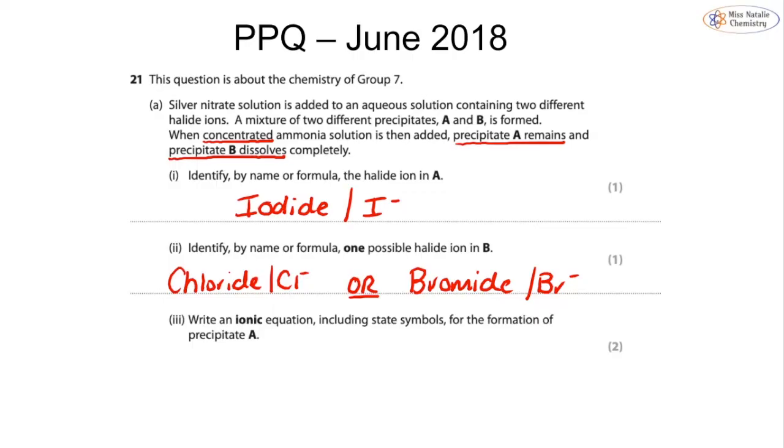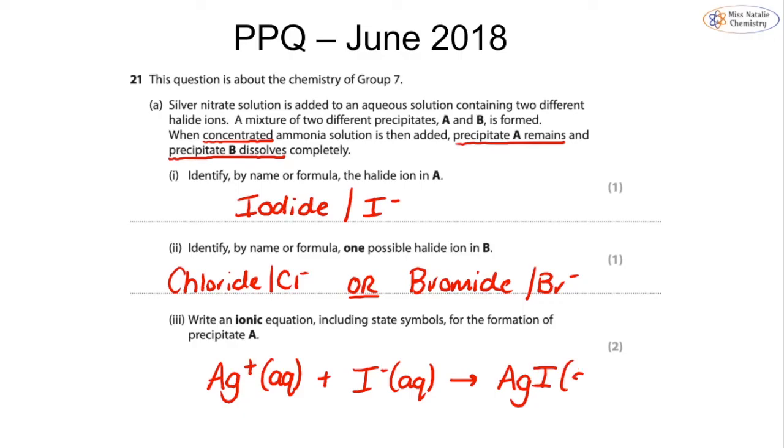Because if you write one that is correct and one that is wrong, you will lose the mark. So we want to write an ionic equation including state symbols for the formation of the precipitate. Well, you've been doing this since GCSE, and it is the reaction of the silver 1+ ion, which is always aqueous, with the iodide 1- ion, which is also aqueous, forming silver iodide solid. And that gets you 2 marks. 1 mark for your species and 1 mark for your state symbols.